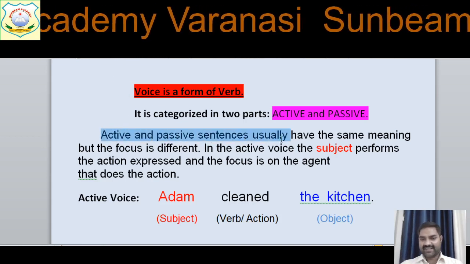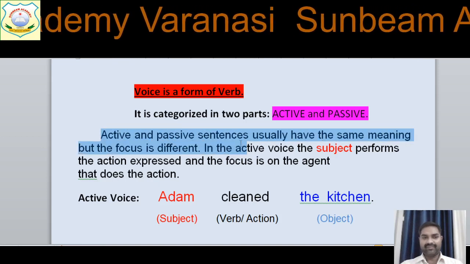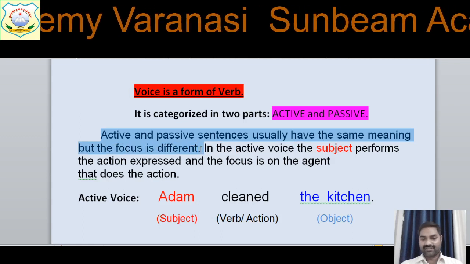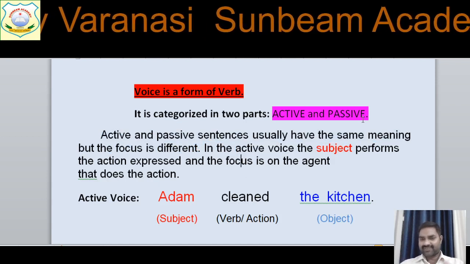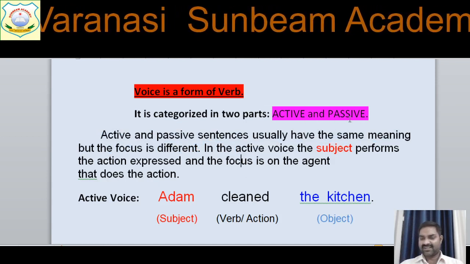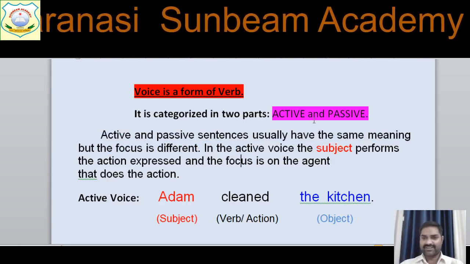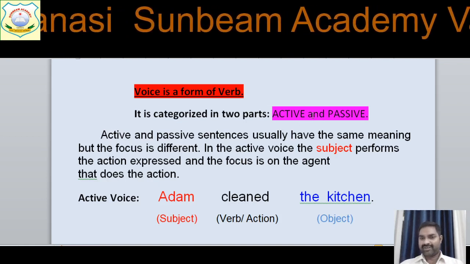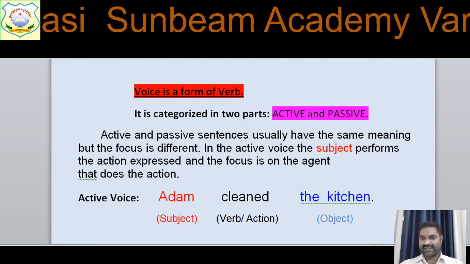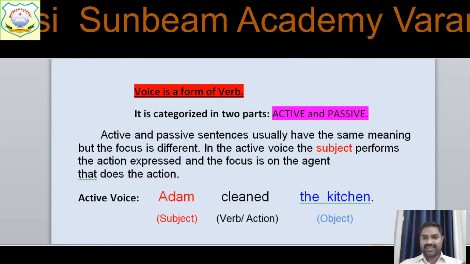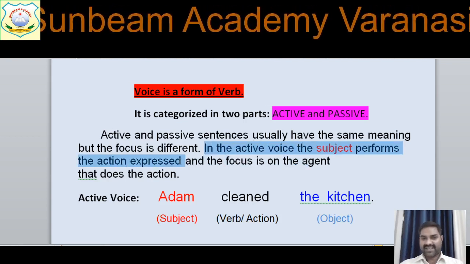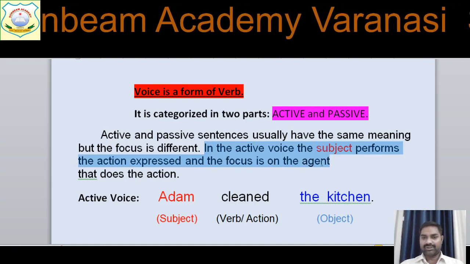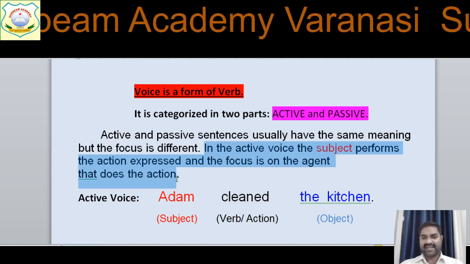Active and passive sentences usually have the same meaning, but the focus is different. That is what I was telling you: the focus is different. First of all, let us see what active voice is, and then what passive voice is, and then we shall know the different usages of active and passive. I was telling you that in the active voice, the subject performs the action expressed, and the focus is on the agent that does the action.